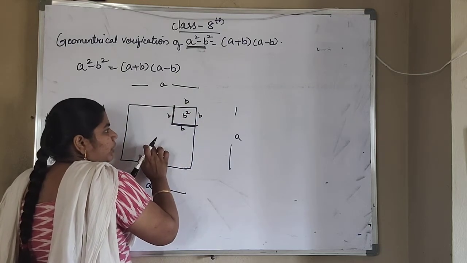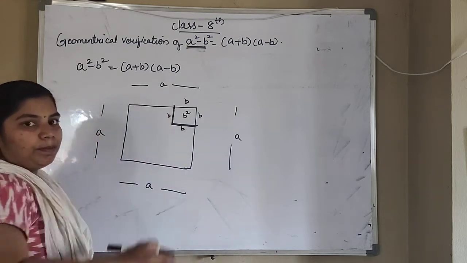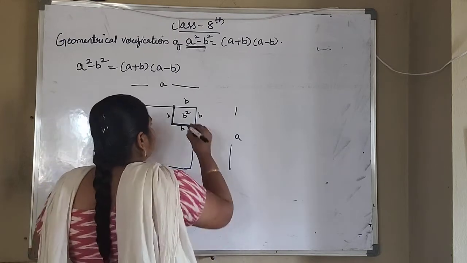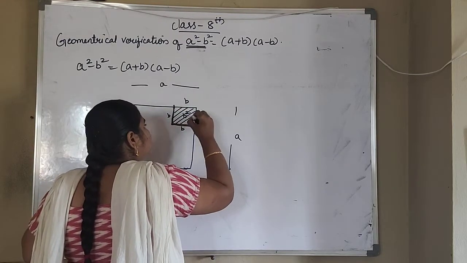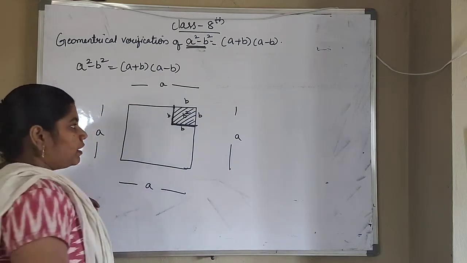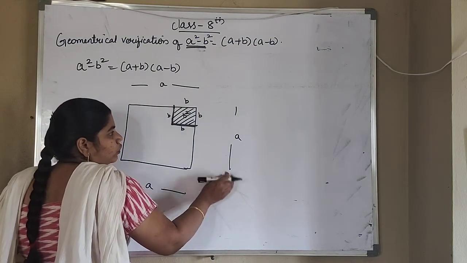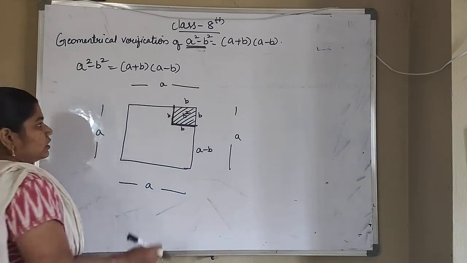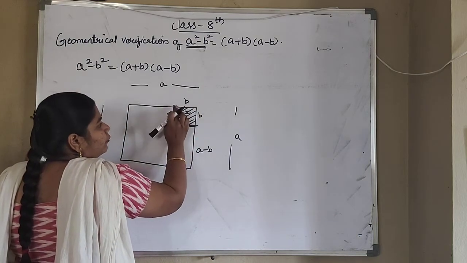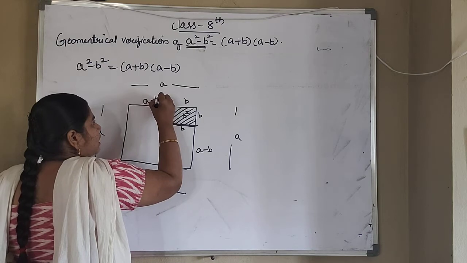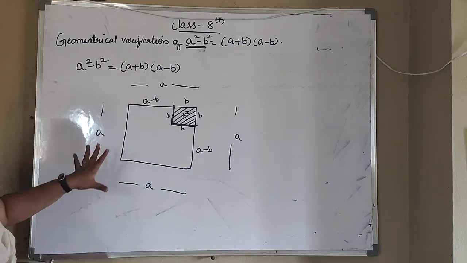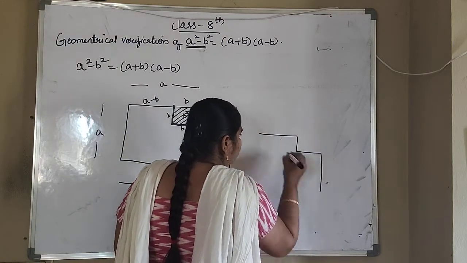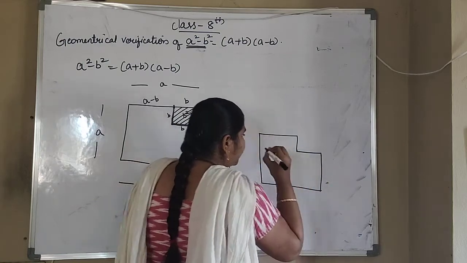So from this a square box I am removing b square. How will it be? I am removing this part. From the whole a value, if you remove b, what will remain here? A minus b. Here also, from the whole a, if you remove the b part, it will be a minus b. Now you see how the figure has formed. I have removed the b square and the figure is formed in this way.